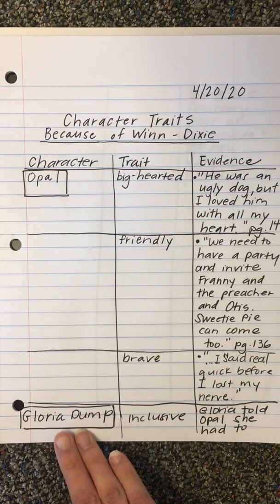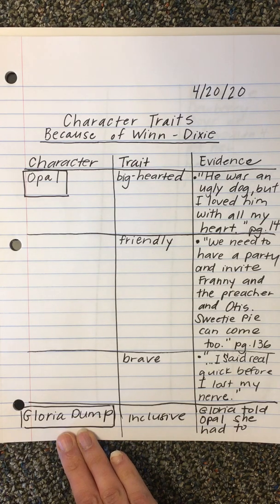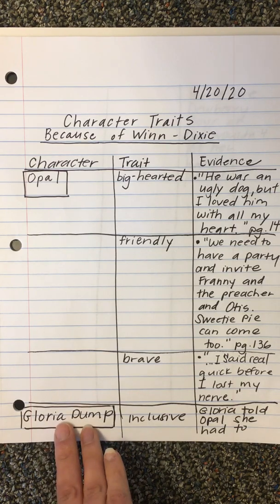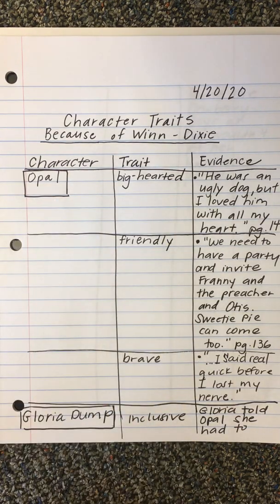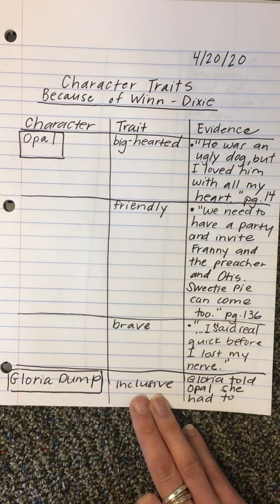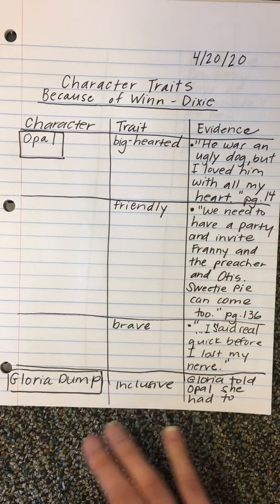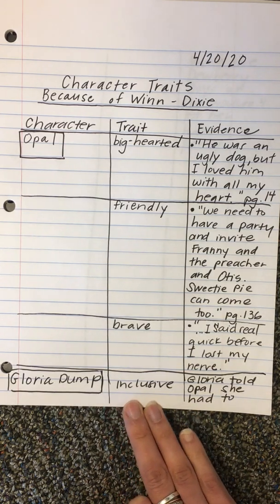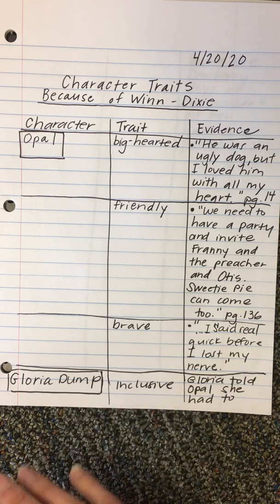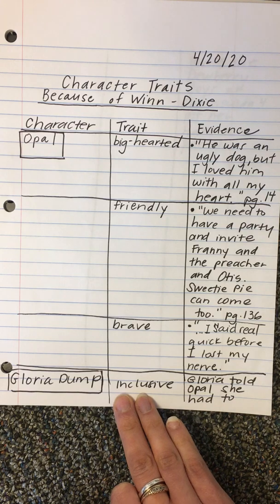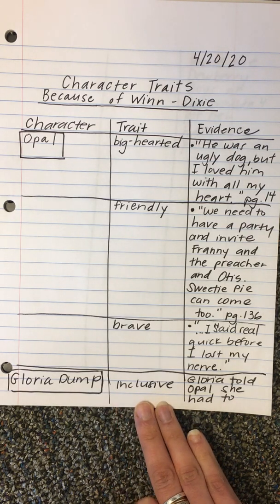Now I'm going to go to a supporting character. A supporting character is a character in our book, but it's not the main character. But they help support, and they're part of the book, and they have a relationship with Opal. So I said Gloria Dump, and I said that Gloria Dump is inclusive. So if you hear the word inclusive, what do you think that means? Well, I hear the word kind of like include and inclusive, and I know that in means like inside, right? When in, it's the opposite of out, right? So inclusive means to welcome other people.